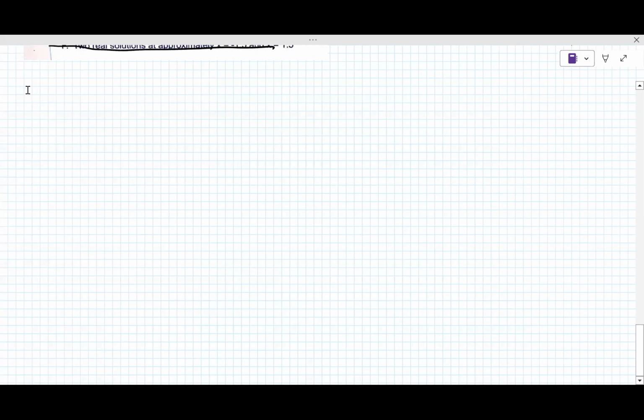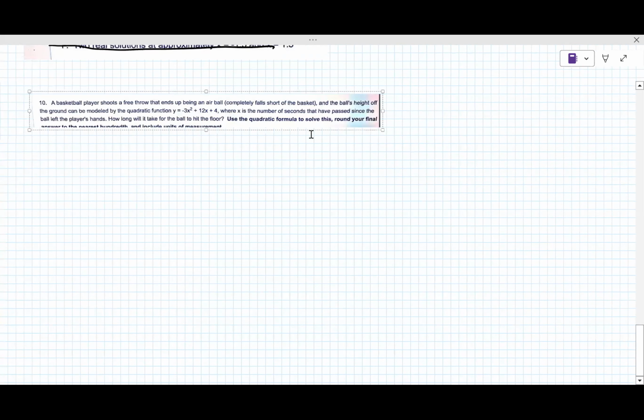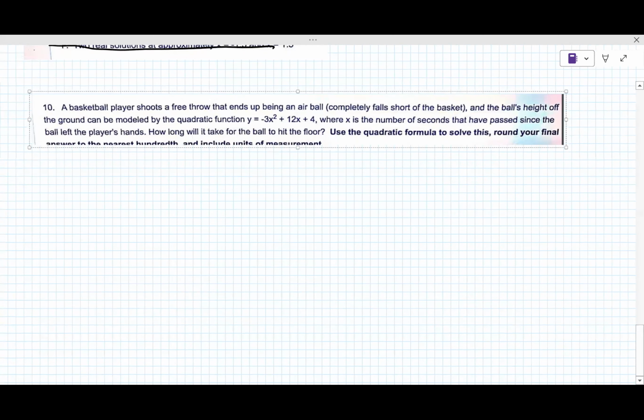Okay, so we're up to 10 here. Number 10, this is what did they call it in your thing here? Apply your knowledge. All right. Basketball player shoots a free throw that ends up being in the air, completely falls short of the basket, and the ball's height off the ground can be modeled by the equation y equals -3x squared plus 12x plus 4, where x is the number of seconds that have passed since the ball left the player's hand. How long will it take for the ball to hit the floor?